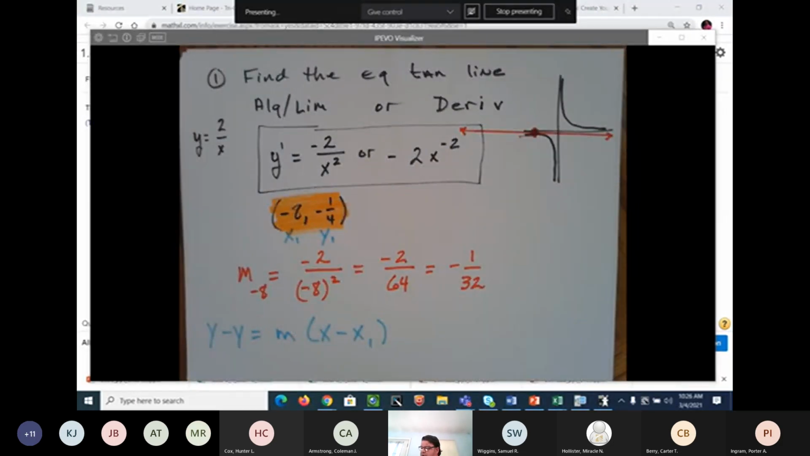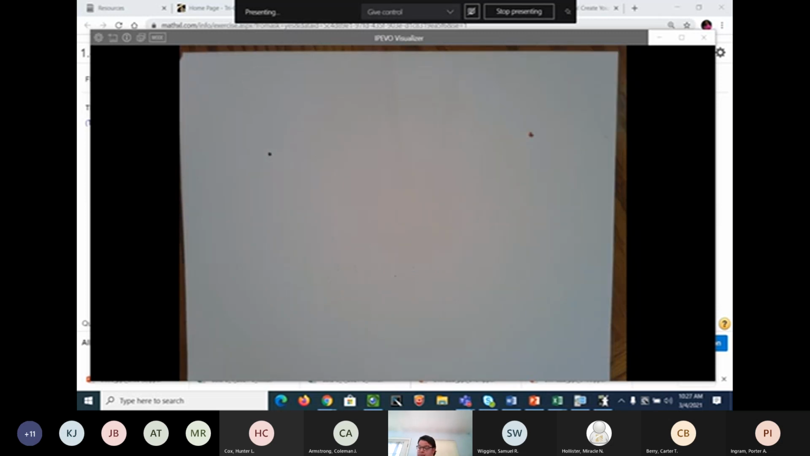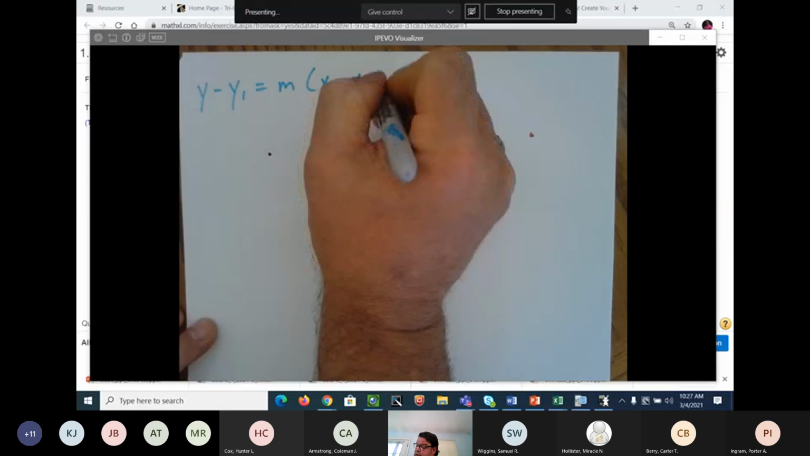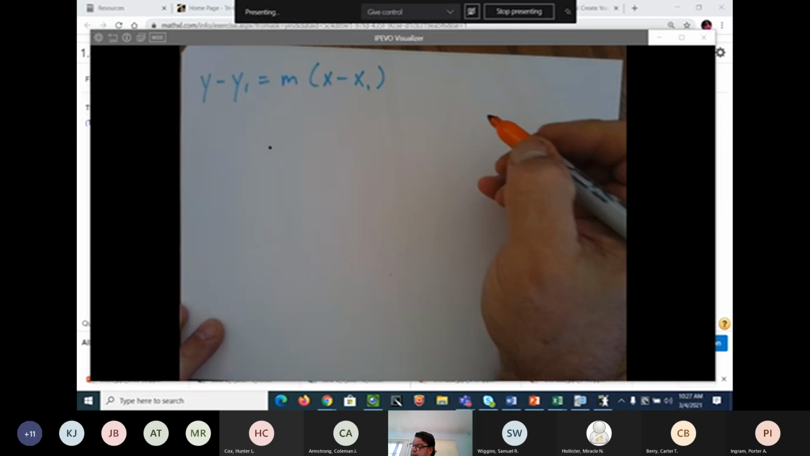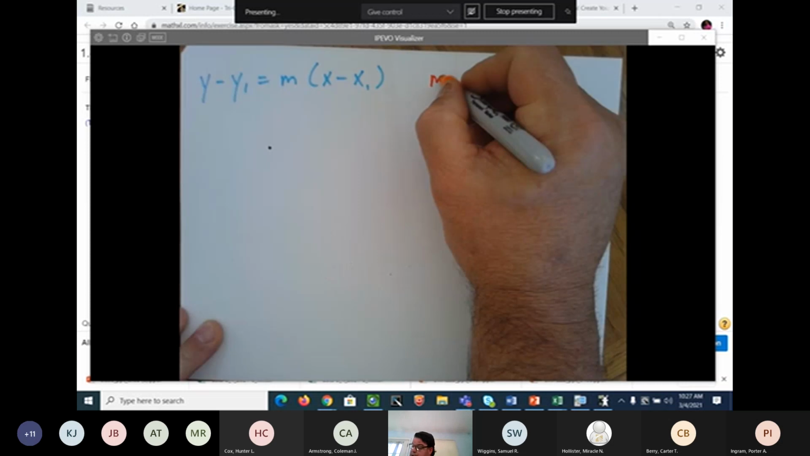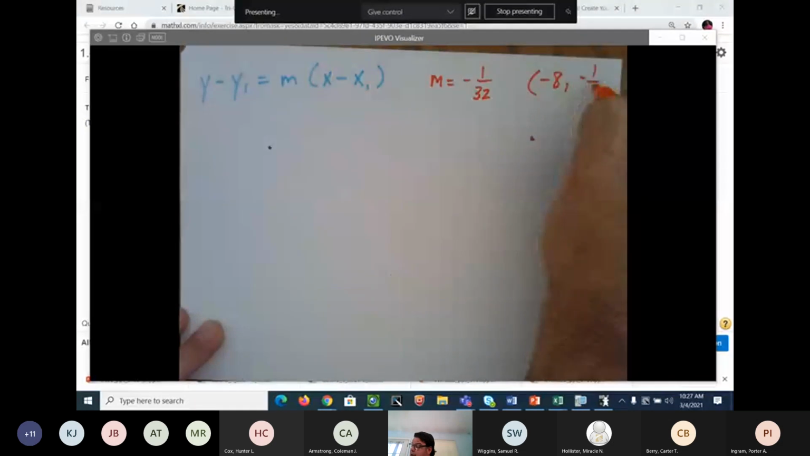All right, so I'm going to go to the next page and write everything down. So the point-slope equation, y minus y sub 1 is equal to m times x minus x sub 1. We've got a slope of negative 1 over 32 and a point negative 8, comma, negative 1/4.